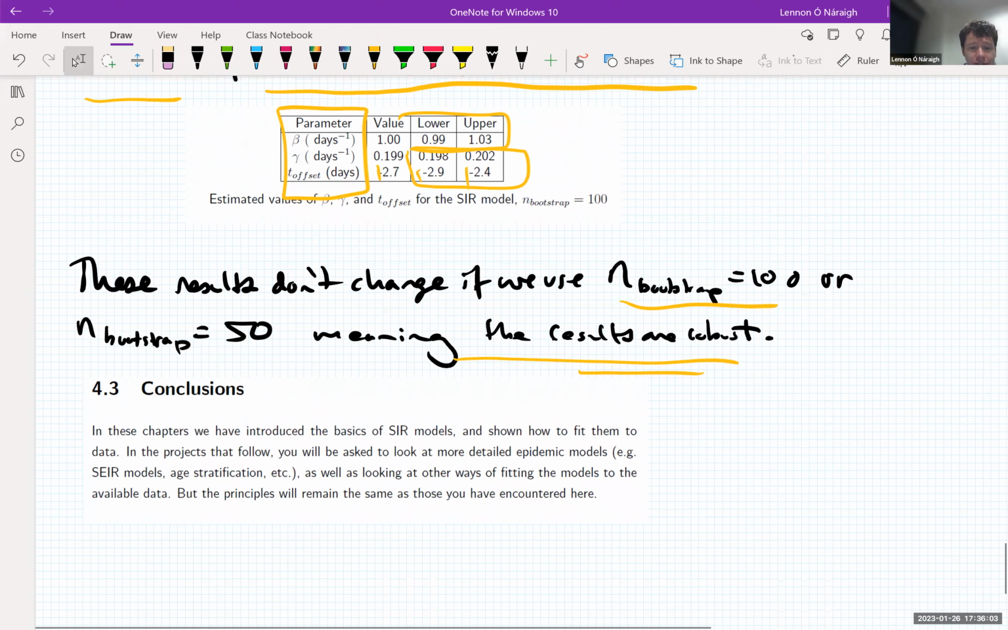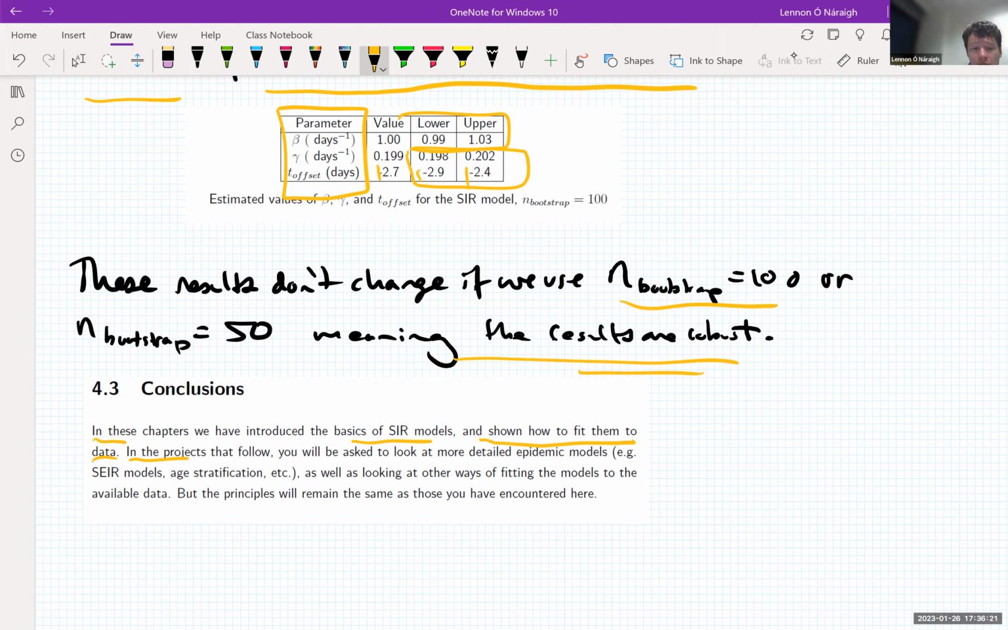So that's the end of this little workshop. And just to summarize what we've done so far, in these chapters, chapters 3 and 4 of the notes, we've introduced the basics of SIR modeling. And we've shown how to fit them to data. That's what's new in this workshop.